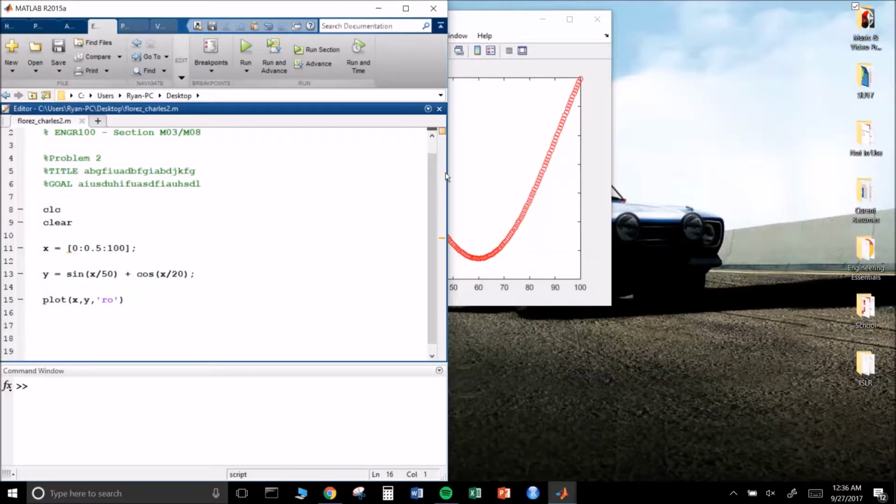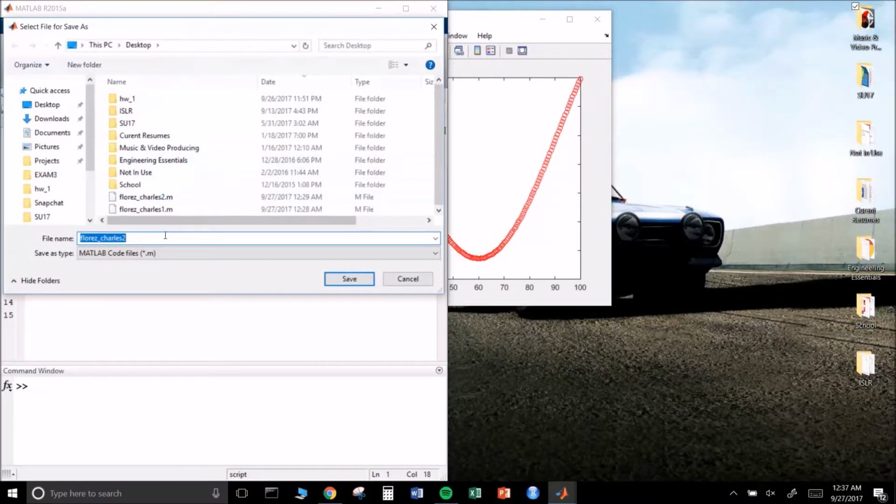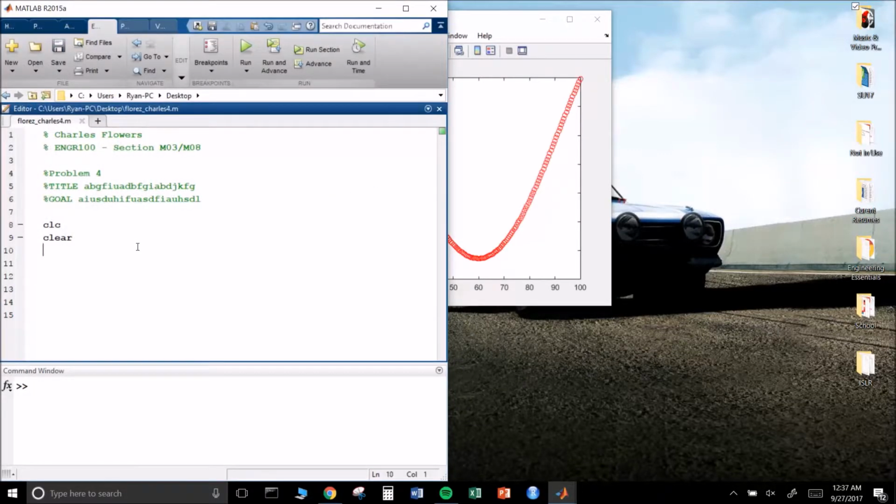So let's go ahead and change this to problem 4. I don't need this anymore. And we can go ahead and save this as 4. I don't know why I keep changing this, I guess just for aesthetics or something.